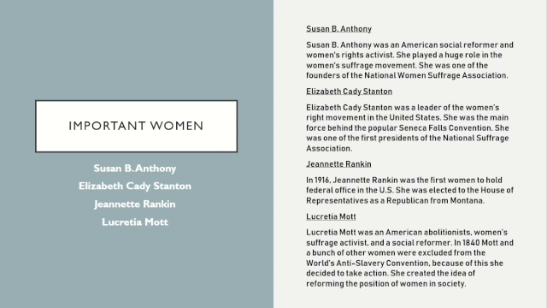Jeannette Rankin. In 1916, Jeannette Rankin was the first woman to hold federal office in the United States. She was elected to the House of Representatives as a Republican from Montana.